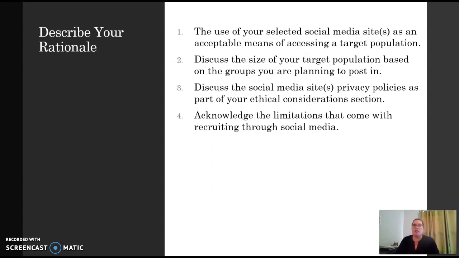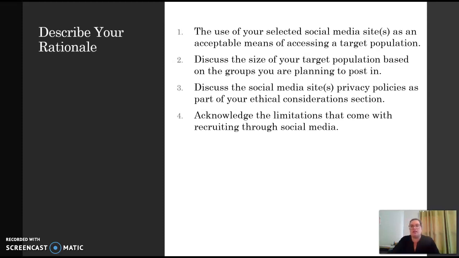You also need to acknowledge that there are limitations that come with recruiting through social media. It is okay that it is a limitation, and if you take the time to acknowledge it, that's even better. Think about things like, if you are recruiting through a social media site, your potential participants have to have internet access, they have to have a LinkedIn or Facebook account, and they have to be part of the groups that you are going to be posting your link to.